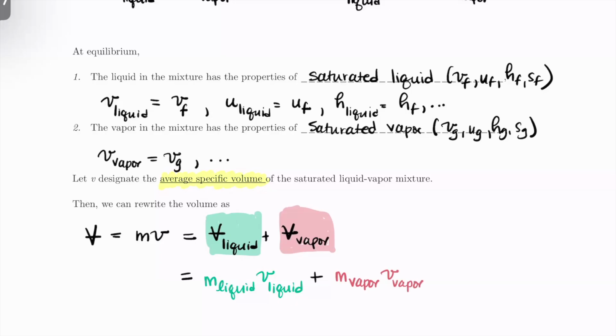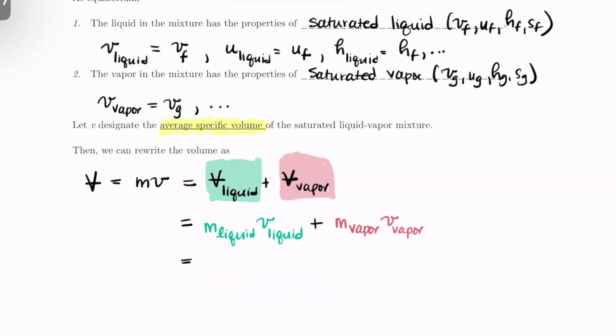But if you remember, the specific volume of our liquid is VF and the specific volume of our vapor is always VG, right? So we can write this then as M liquid times VF plus M vapor times VG. Does that make sense? Everybody's with me? Okay, great.